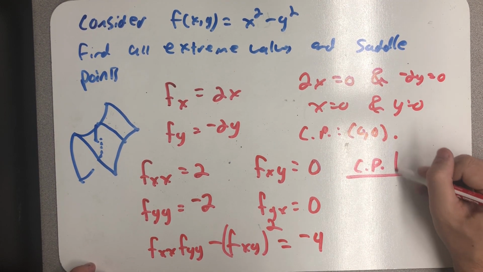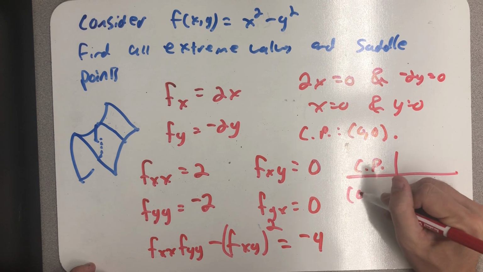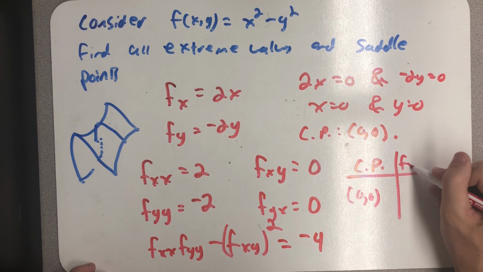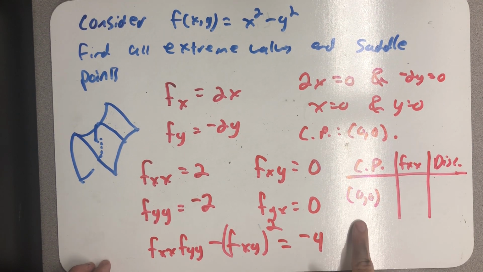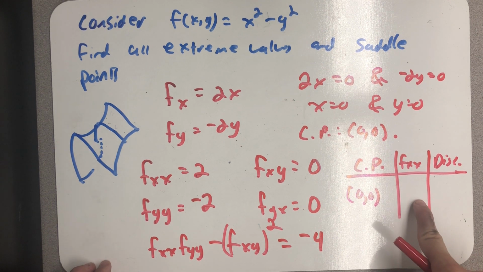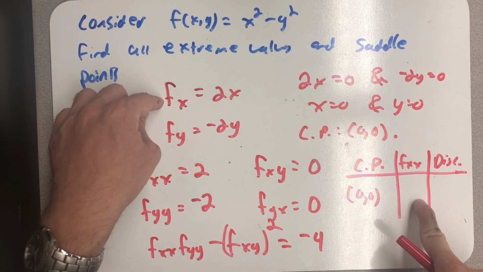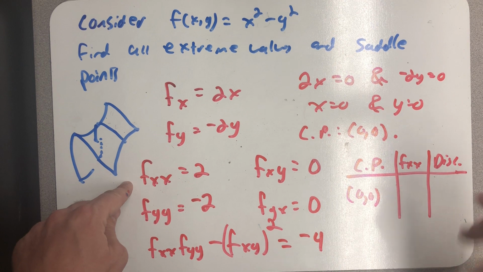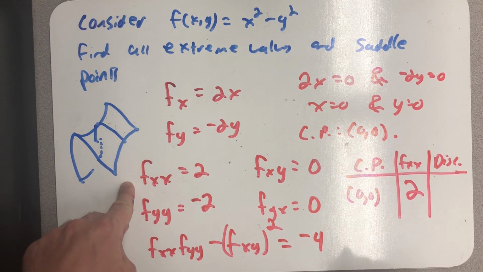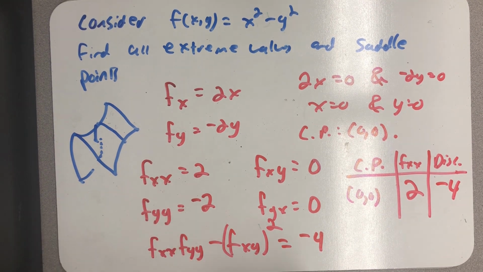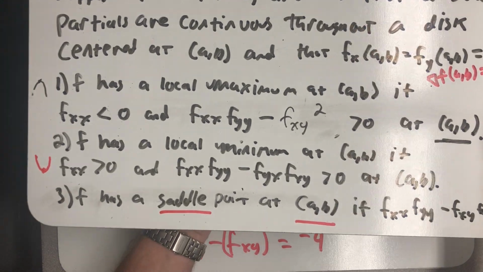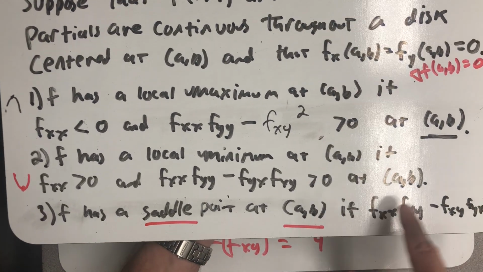So our critical point of 0, 0 we can summarize in a table. Here's my critical point. I'm going to write down the value of fxx at 0, 0. Well, fxx at 0, 0 is 2. The discriminant's value is minus 4. Going back to the second derivative test for local extreme values, this is all I needed to know.